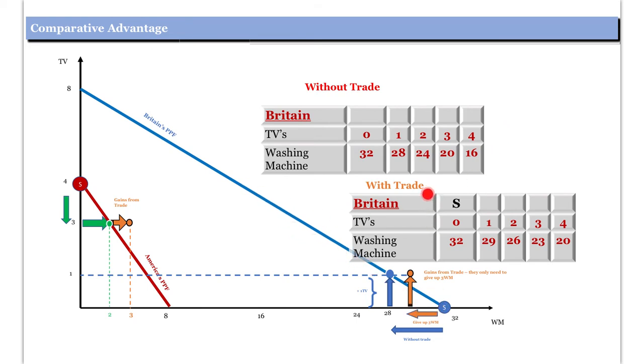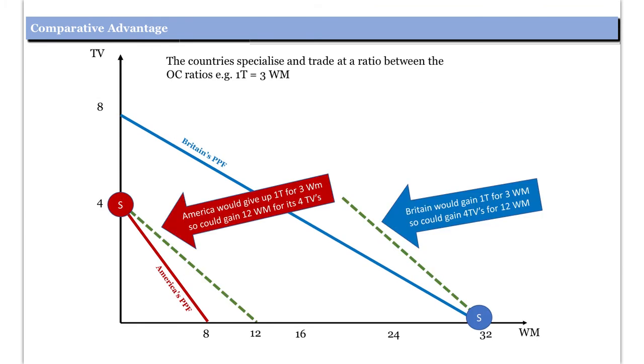But with trade, at a ratio of 1 to 3, they could give up 3 washing machines in order to get their 4 televisions. So they end up with 20 washing machines left instead of 16 left if they didn't do trade, if they did it internally. So again, that shows the benefits of trade. And so this is the diagram that you've got to come up with in the exam.